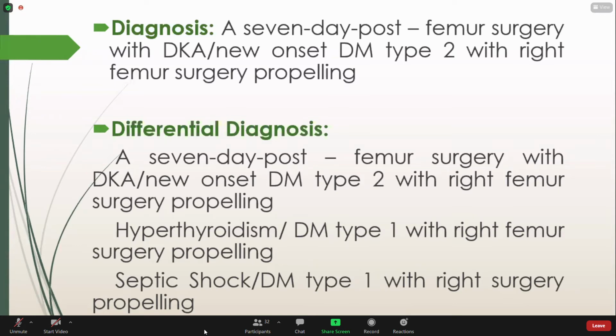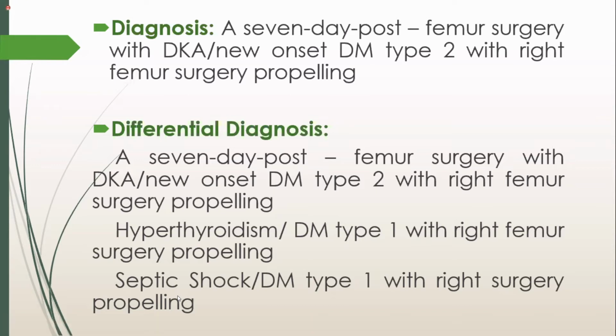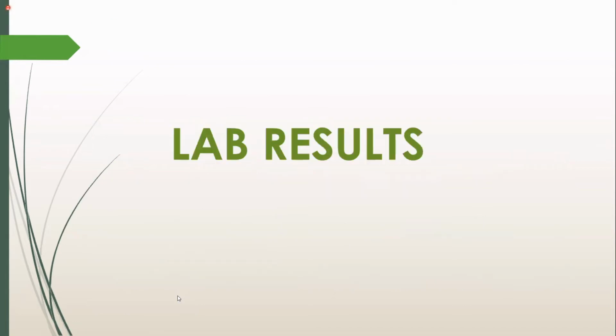I have a differential diagnosis: 7 days post-femur surgery with DKA, new onset type 2 diabetes, with right femur surgery. I have another one, hypothyroidism with type 1. And I also think about septic shock because she had surgery about 2 days before transfer to my hospital. So I have a differential diagnosis of septic shock. This is the lab result.